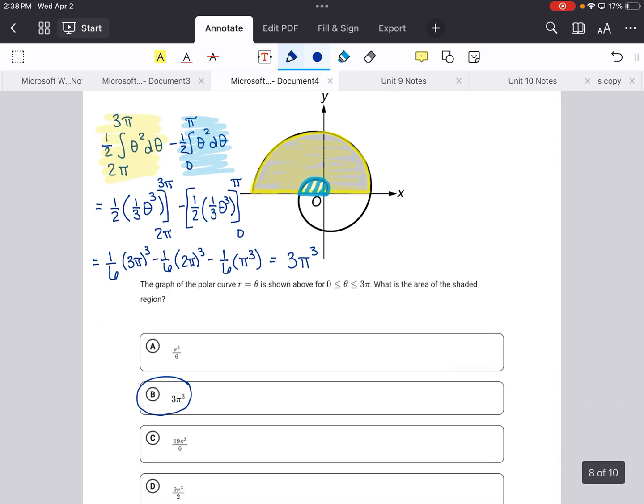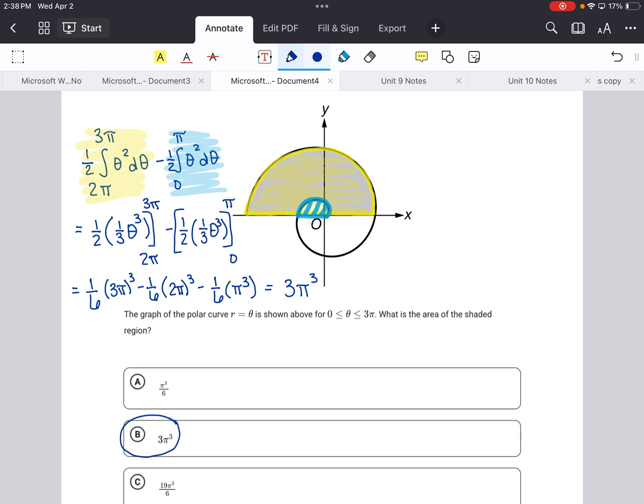This one is weird looking. This is only one function. It's not 2 functions. It's a function that kind of wraps around itself, but it doesn't cross itself. So the function here is r equals theta, and I want to know just the shaded part.